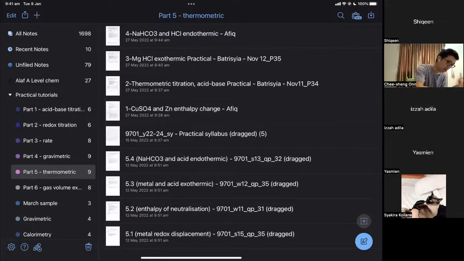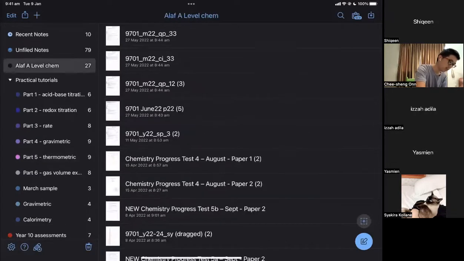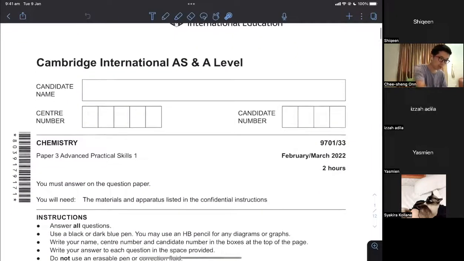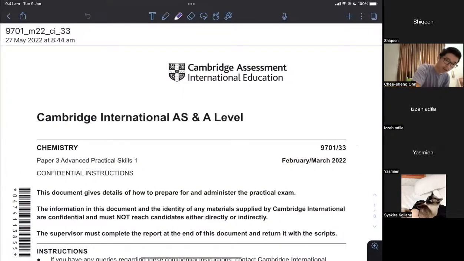Something I need to remind you of is in the March paper. This was the recently released March 2022. I have released the paper 1 for March 2022 on the Google Classroom materials, so feel free to go through it at your own convenience. Paper 1 is 1 hour and 15 minutes. But this is a confidential instruction, not for the upcoming exam. Please make sure you understand me. This is for March 2022.